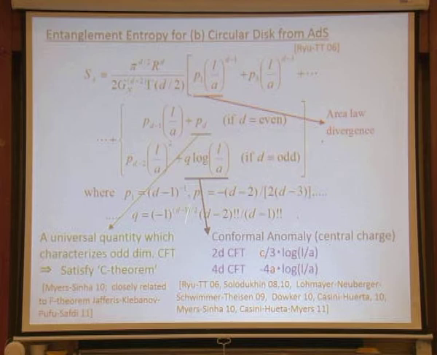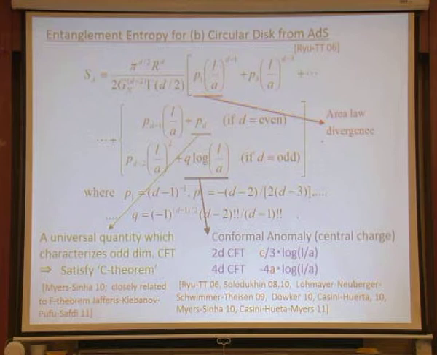It is also expected to satisfy some sort of analog of the C theorem, a monotonicity under the RG flow, which is quite nice because in odd dimensional conformal field theory, we cannot define a central charge, but still there is a nice quantity which measures degrees of freedom, like a central charge. We can define this quantity by looking at entanglement entropy. And also in even dimensions, there is the well-known story of central charge, and indeed this coefficient Q is a linear combination of several conformal anomalies or central charges.